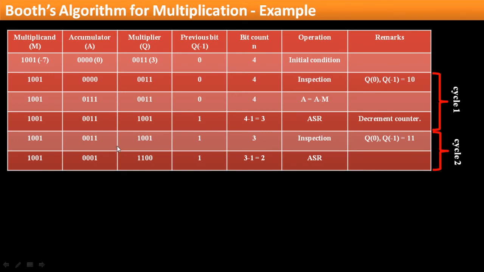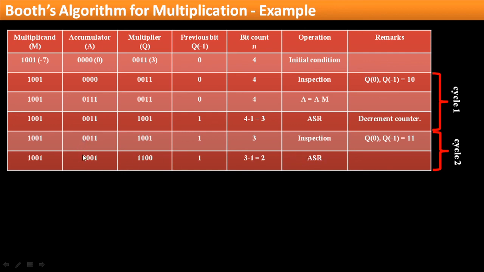Now in the second cycle, we have to go for the inspection. When we inspect the bits, we see it is 1 1. During 1 1, we don't have to go for any operation. We just have to go for arithmetic shift. So in this case, we are going for arithmetic shift.